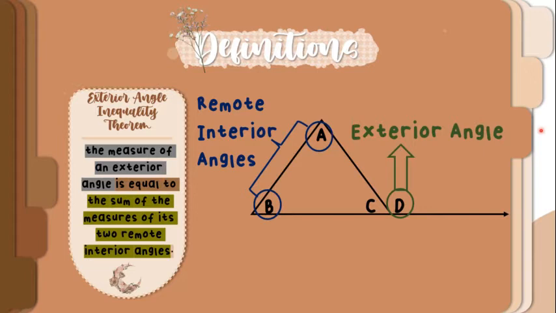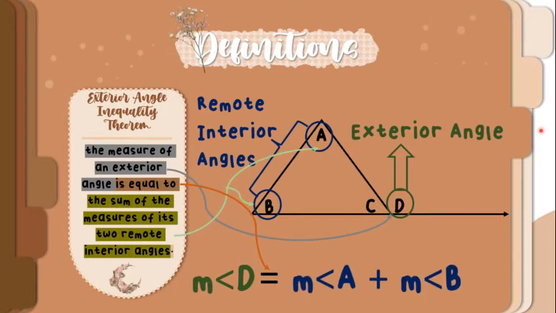First is the exterior angle, which is angle D. The second is the equal symbol, because it is equal to. And lastly, the sum of the measure of its two remote interior angles, which are angles A and B. So the measurement of angle D is equal to the measurement of angle A plus the measurement of angle B. That summarizes the exterior angle inequality theorem.